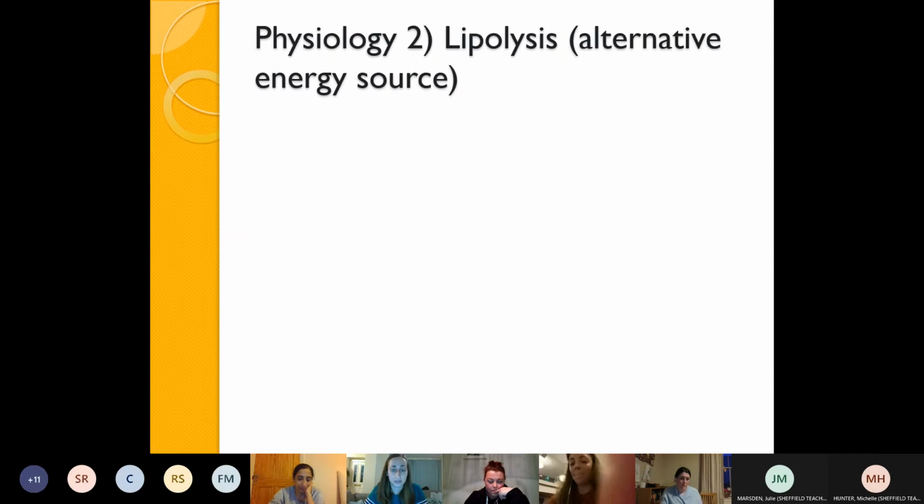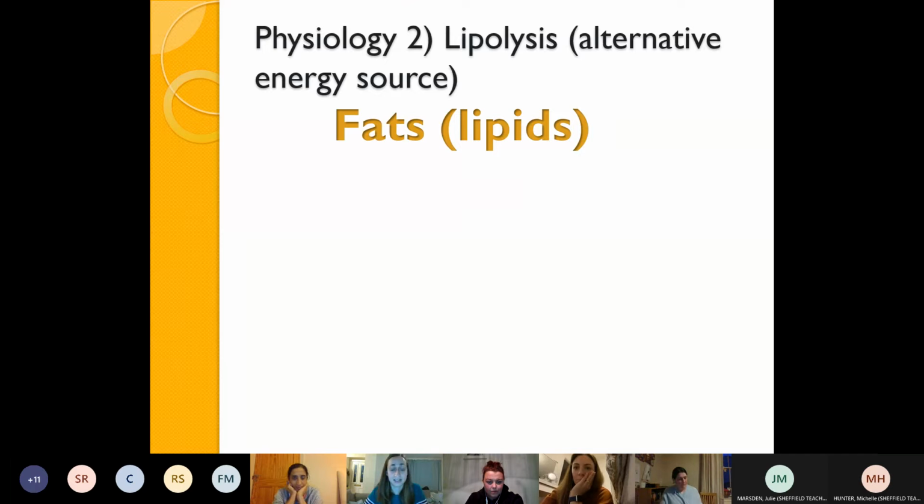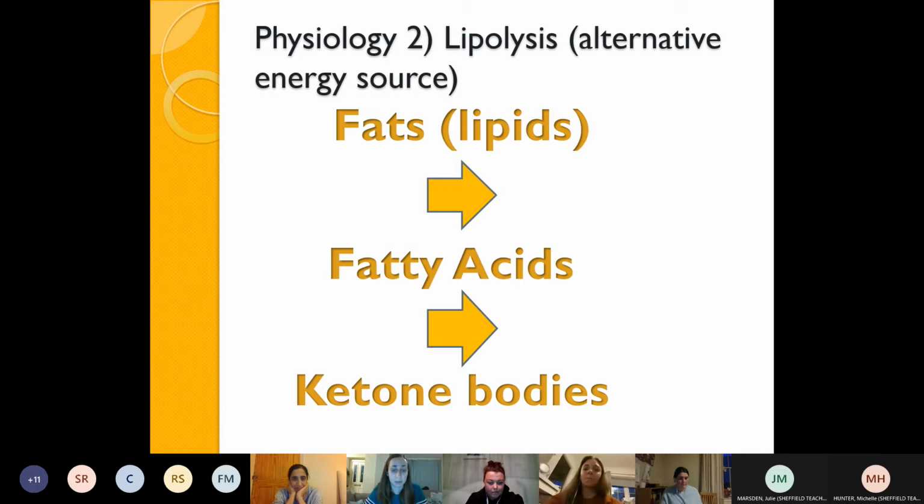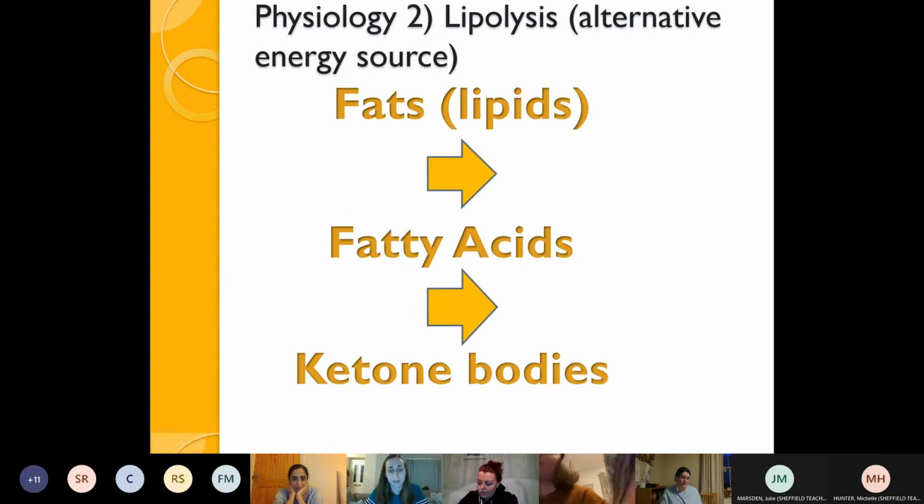An alternative form of getting energy for our body to respire and our cells to respire, instead of using glucose, is to break down fats. That's a less efficient source and results in fatty acids and ketone bodies, so ketones. So if we've not got the glucose within the cells, we start breaking down fats.